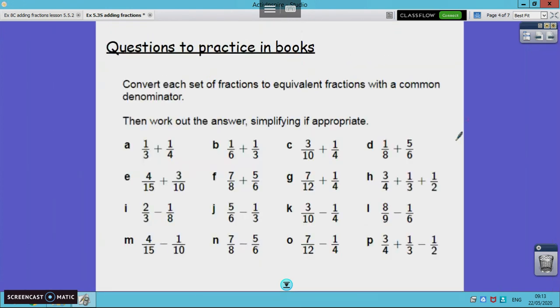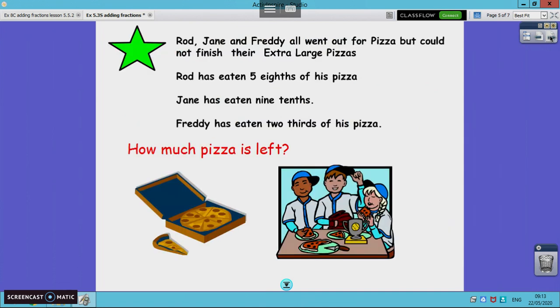So here are the questions I'd like you to do today. There are 16 additions and subtractions. So the first 8 are add and the second 8 are subtract. Okay, so just be careful there. So do those in your book. There's a little extension question here if you fancy doing that, okay?